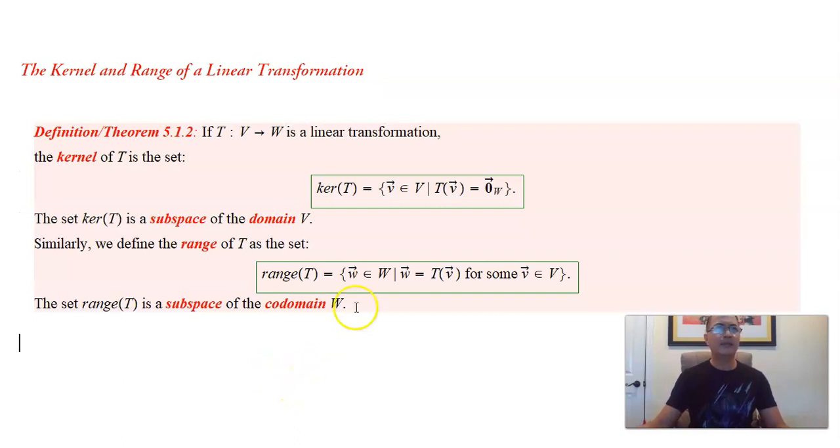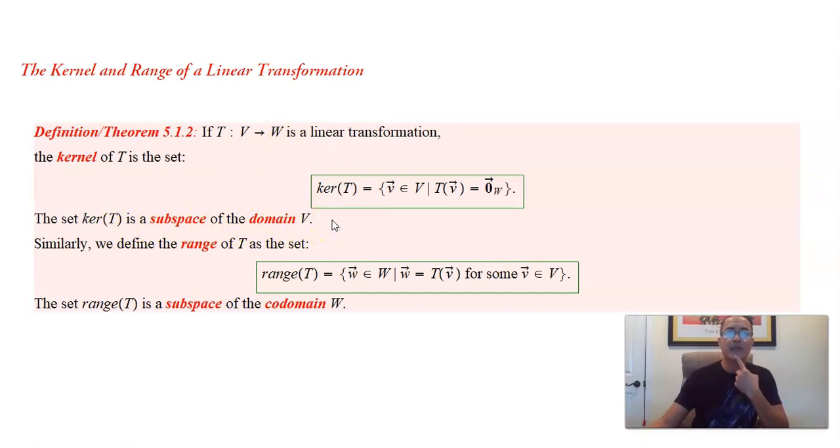Okay, for our last topic, and forgive me, I forgot to list it in our objectives at the beginning of the video, we're going to introduce the kernel and the range of a linear transformation. Again, the definition is very similar to what we saw in chapter 3. Suppose that T from V to W is a linear transformation. The kernel of T is the set of vectors v from the domain, capital V, such that T of v is the zero vector in the codomain W. The kernel of T is a subspace of the domain V.